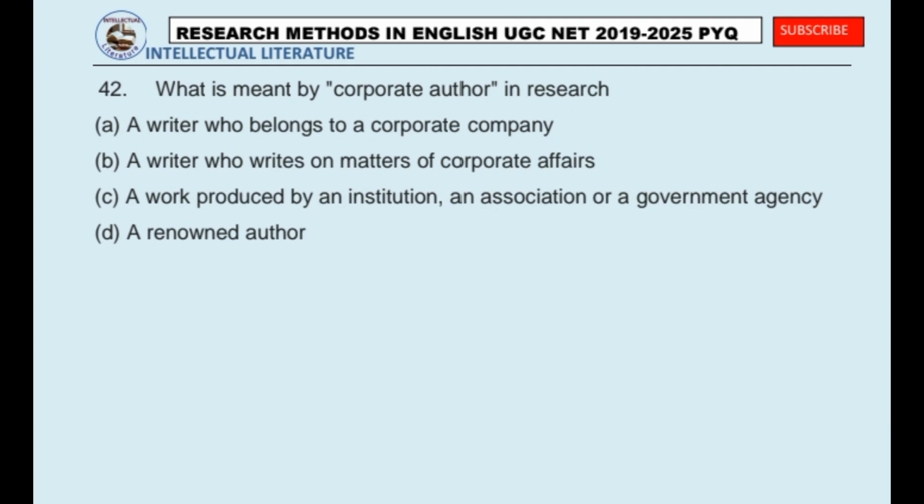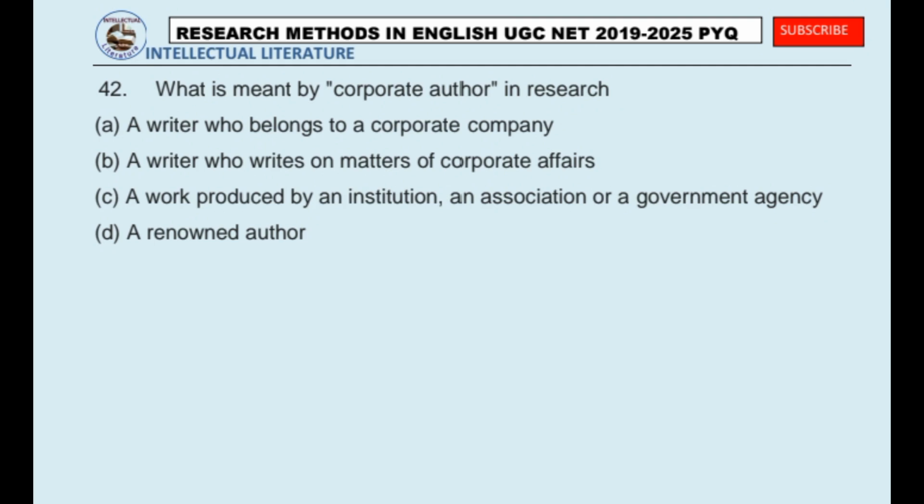Why are the other options wrong? A writer who belongs to a corporate company? No. A writer who writes on matters of corporate affairs? No. A renowned author? No. A work produced by an institution, an association or a government agency, that is the correct answer.